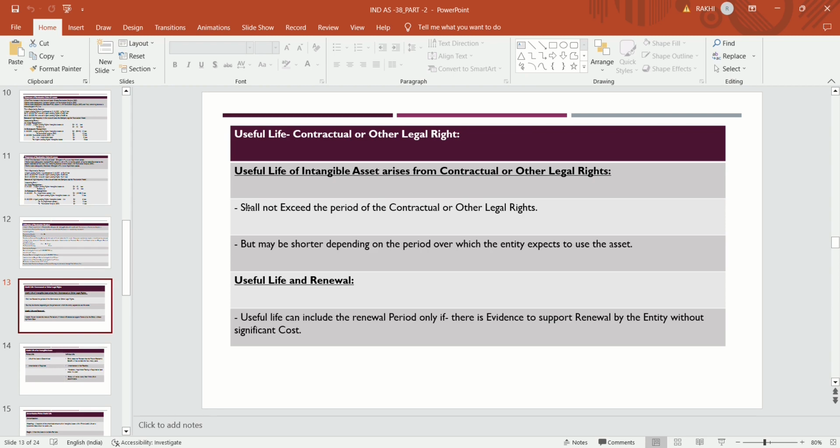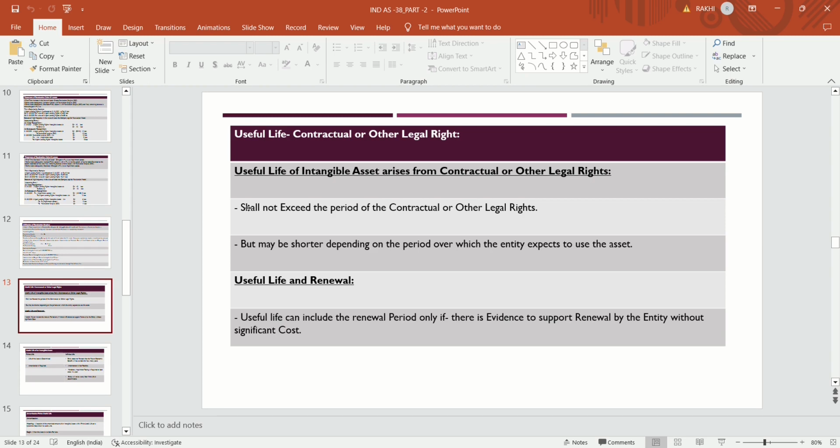It shall not exceed the period of contractual or other legal rights. This means the period stated in the contract is not exceeded, but it may be lesser than that. It shall not exceed the period of contractual or other legal rights, but may be shorter depending on the period over which the entity expects to use the asset. Taking the example of 7 years and 10 years: the contractual or legal right is 10 years, but the entity expects to generate future economic benefit from that asset for 7 years. So the useful life may be the contractual or legal period, or it may be shorter, according to the future economic benefit derived from that asset.